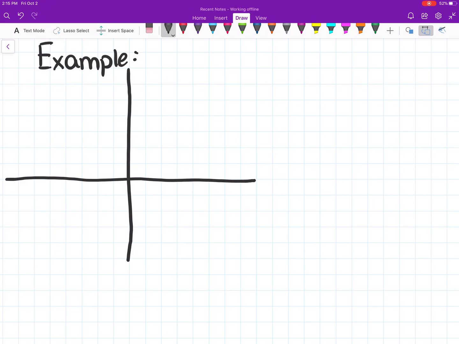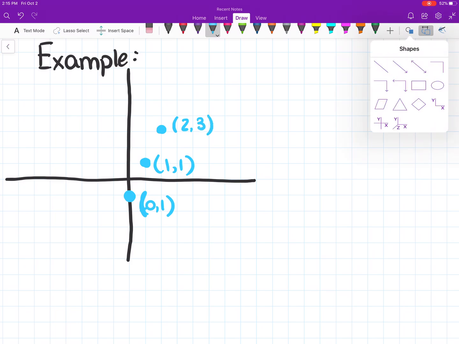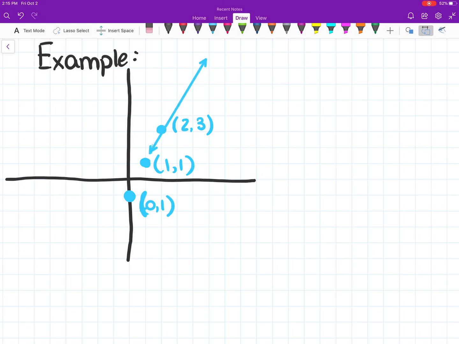All right, let me put some points on here. I'm going to put 0, negative 1 as one point. And then I'm going to put 1, 1 as another point. And I'm going to put 2, 3 as a point. Well, if there's an infinite number of points on a line, there's actually an infinite number of answers for point slope form. Because there's an infinite number of points you could use.